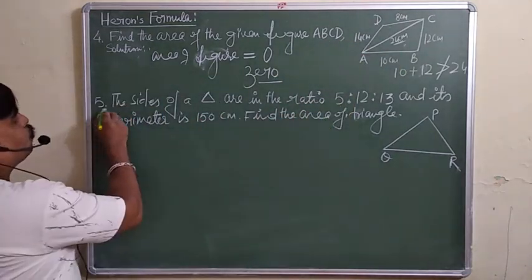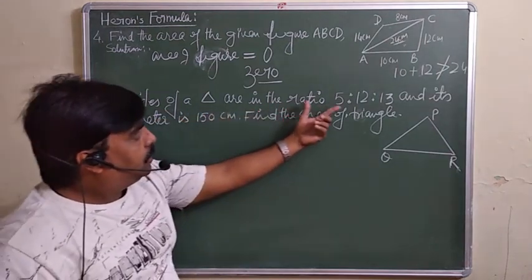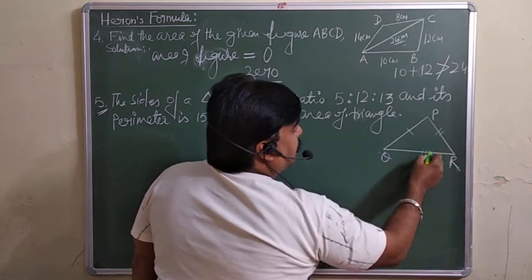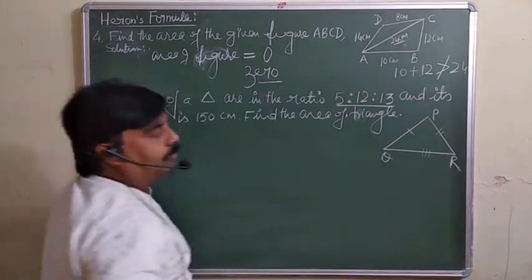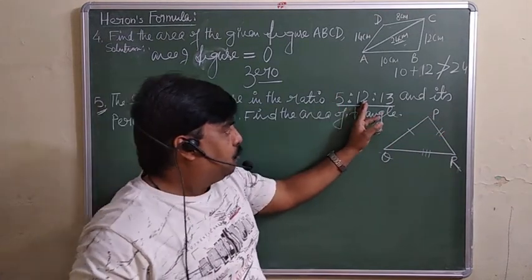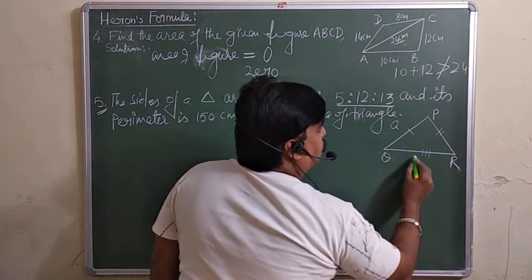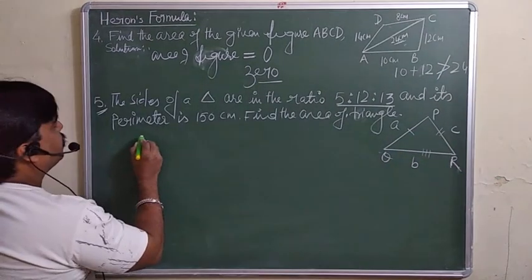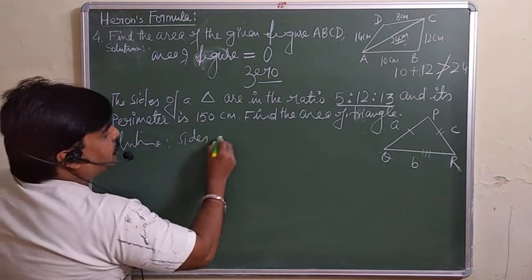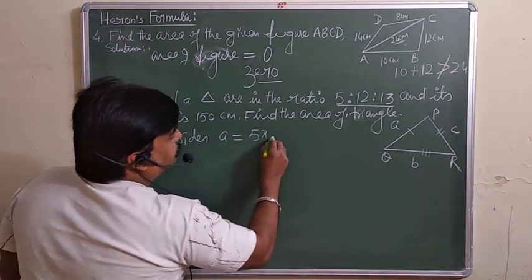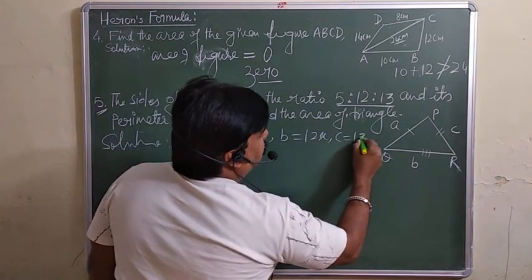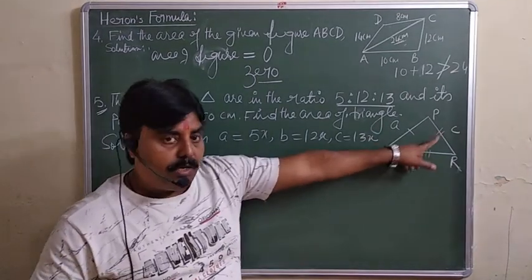Okay. Next question is, the sides of a triangle are in this ratio. The triangle is given, the sides of this triangle are in the ratio 5, 12 and 13. Means their sides are in this particular ratio. Suppose this is 5, 12 and 13. If I take this as A, this is B and C, then you can say the sides are in a ratio. So sides will be, let us suppose, A is 5x, B is 12x, and C is 13x, because they are in a particular ratio.